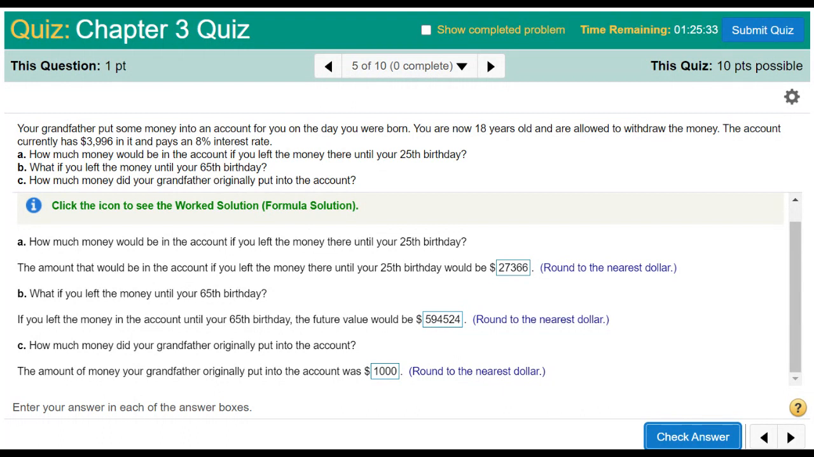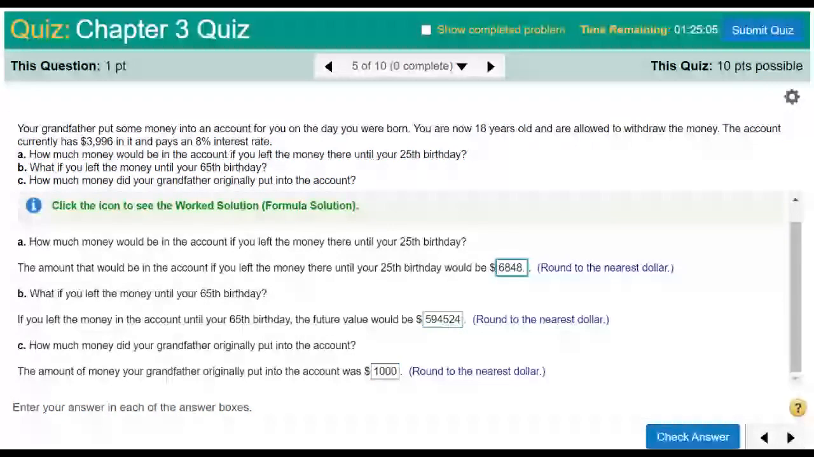Okay, and present value is 3,996. Compute for future value. And what do you get? $6,848 with 44 cents. It's to the nearest dollar, so 6,848. Okay, next one.